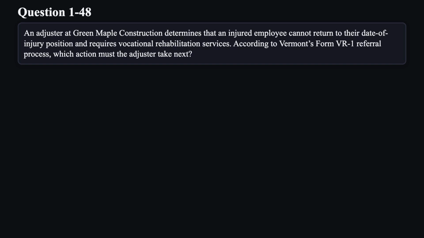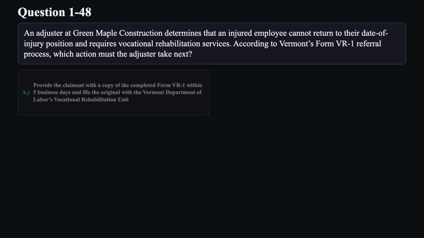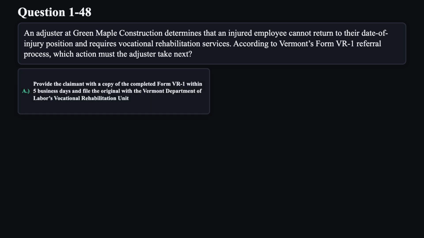Question 48. An adjuster at Green Maple Construction determines that an injured employee cannot return to their date of injury position and requires vocational rehabilitation services. According to Vermont's Form VR1 referral process, which action must the adjuster take next? A. Provide the claimant with a copy of the completed Form VR1 within 5 business days, and file the original with the Vermont Department of Labor's Vocational Rehabilitation Unit.